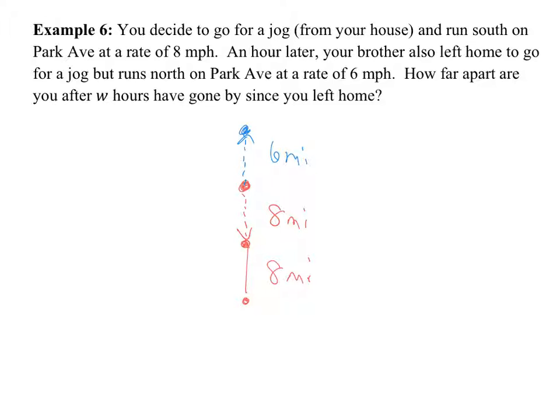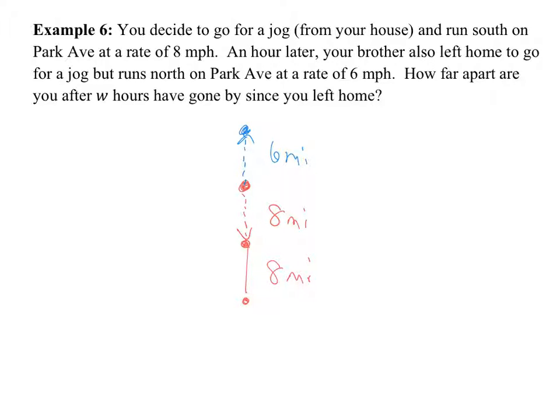Does that make sense? Okay. So the question is, how far apart are you W hours after you've gone home? After 2 hours, you would just do 8 times 2 and get 16 for this. And up here you would do 6 times 2, but you'd have to subtract another 6, wouldn't you? You have to subtract one of those hours.